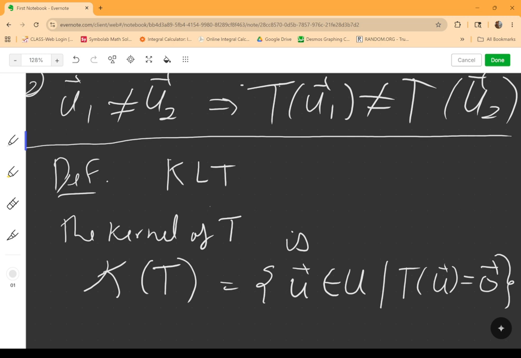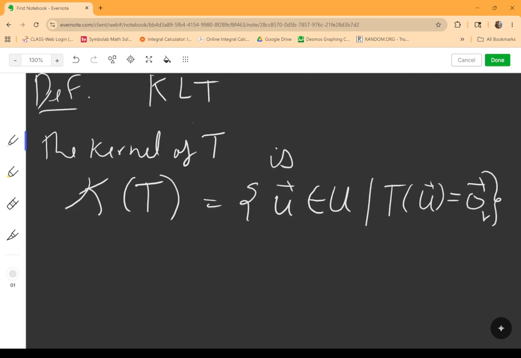Okay. All right, and again, this is in V, because that's where the codomain is, that's where the transformation maps vectors onto. So here, as you notice, this is a preimage. It's just for a very specific vector, in this case, the zero vector. So what we have here is that the preimage of the zero vector is what defines the kernel.